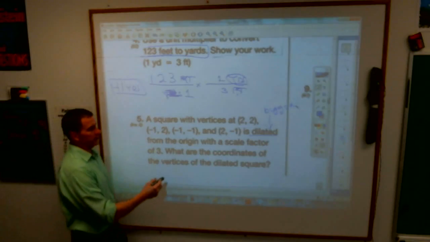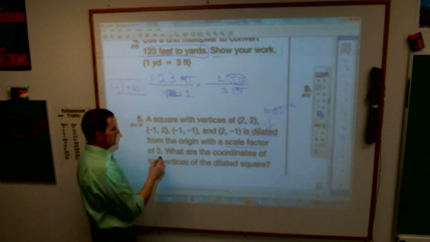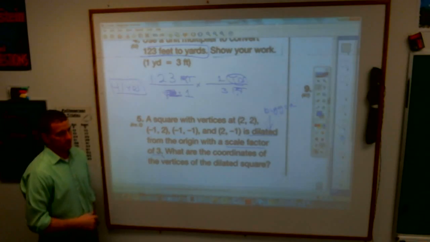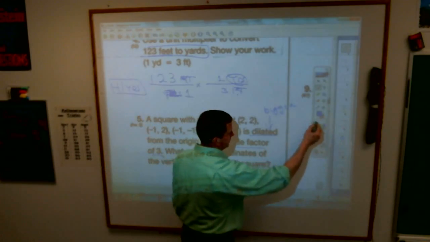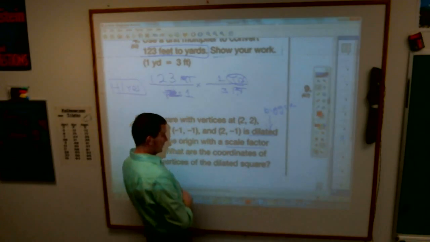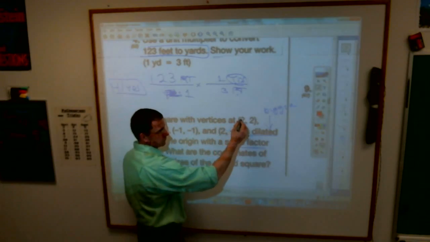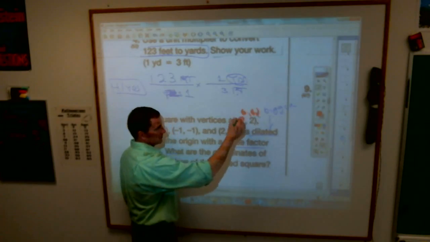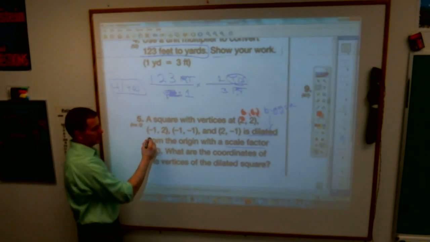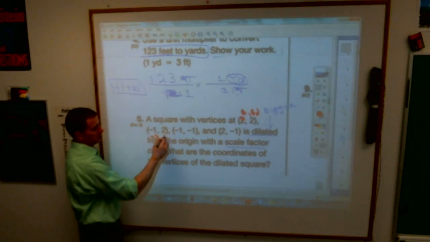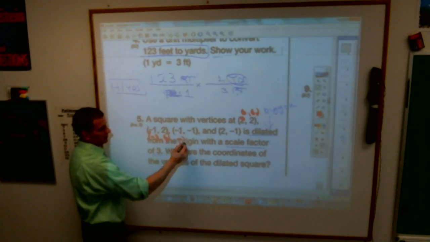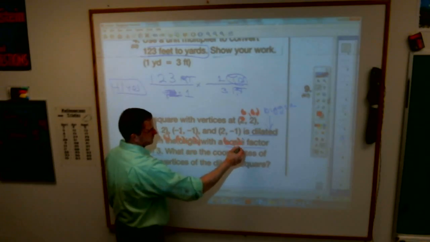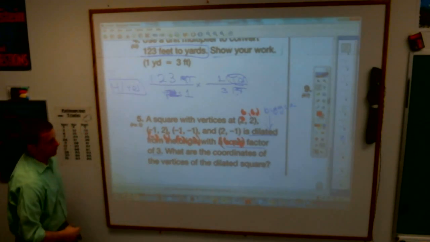With a scale factor of 3, what does that mean? You are just multiplying everything by 3. So your answers are just going to be this. You don't need to draw this. It didn't say to draw, did it? Nope. 2 times 3, this becomes 6 comma 6. Times 3 times 3, negative 3, 6. Times 3 times 3, negative 3, negative 3. Times 3 times 3. All you're doing is multiplying all of those by 3.